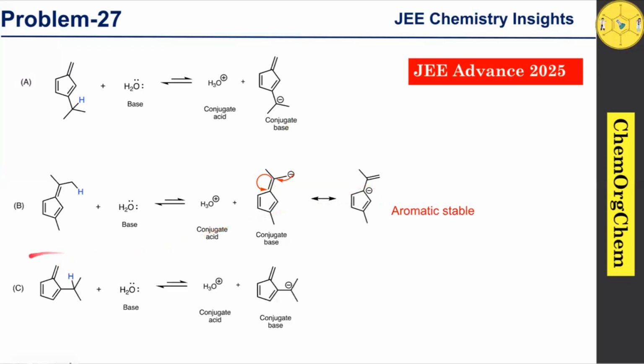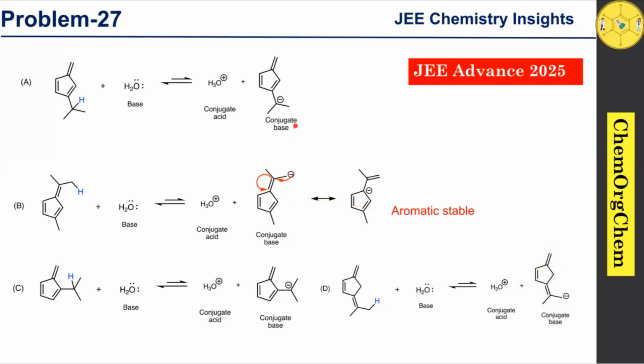Let's move on to our option C. Now take this proton and donate it to a water molecule, resulting in the generation of the conjugate acid and conjugate base. This conjugate base is also stabilized by resonance only. Let's move on to our final option. Now you donate this proton to a water molecule, resulting in the generation of the conjugate acid and conjugate base. This conjugate base is also stabilized by resonance only.